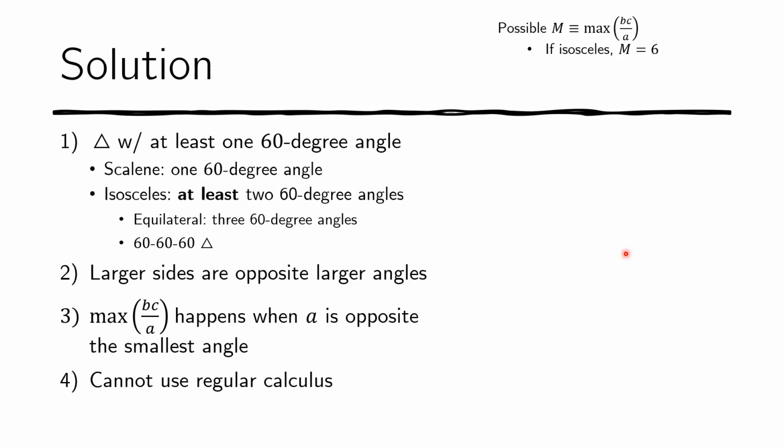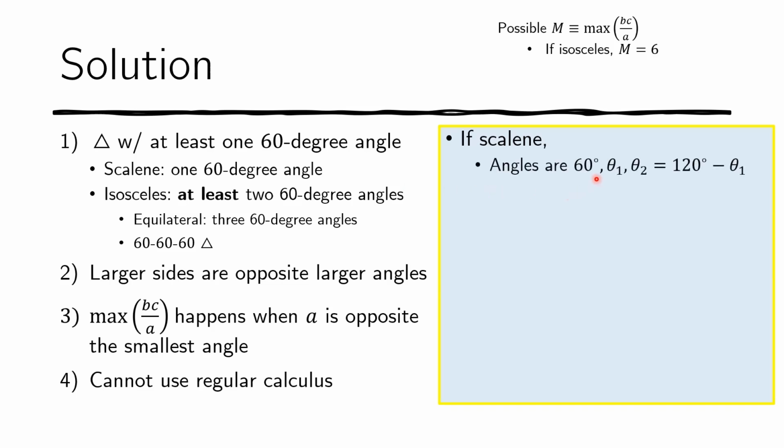Now let's look at the case when we have scalene triangles. Because they are scalene triangles, only one of the angles is 60 degrees, and the others must be different. They cannot be 60, and they cannot be equal to each other. So let's call one of the other angles theta 1 and the remaining angle theta 2. If we know that the angles are 60 degrees and theta 1, then we can compute theta 2 using the relationship that the sum of all the angles in a triangle is 180. So if we have 60 plus theta 1 plus theta 2, we just move everything to the left and we get theta 2 equals 120 minus theta 1.